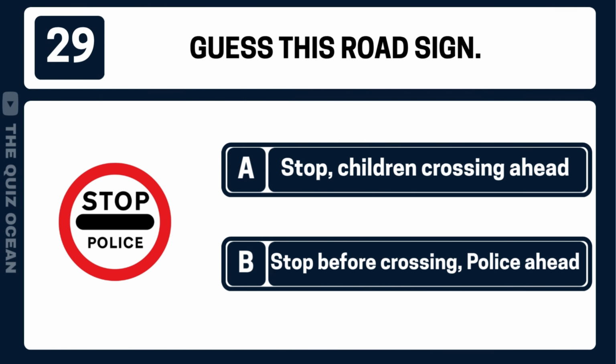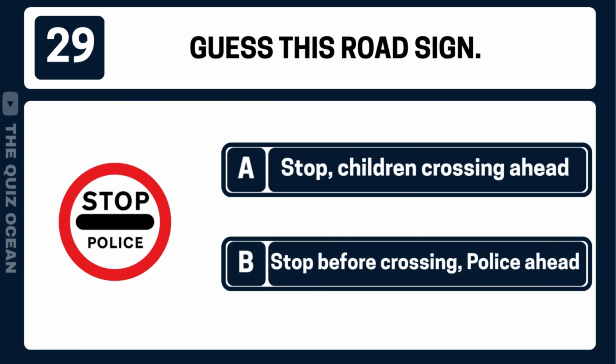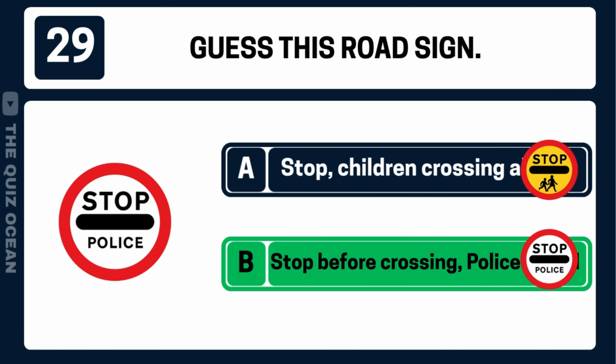Guess this road sign. A. Stop. Children crossing ahead. B. Stop before crossing. Police ahead. The answer is B. Stop before crossing. Police ahead.